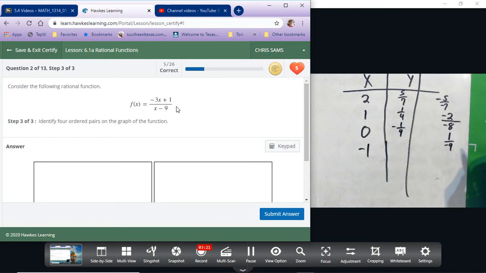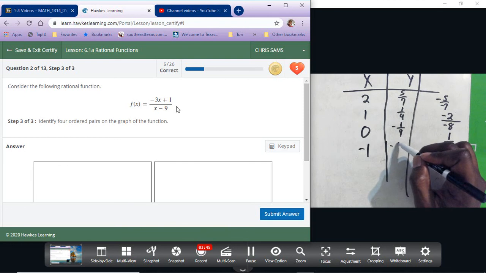And if I plug in negative 1 on the top, that will give us negative 1 times negative 3 is a positive 3, plus 1 is 4. So 4 on the top and on the bottom, a negative 1 minus a 9 gives me a negative 10. And I can divide by 2, and that gives me a negative 2/5.